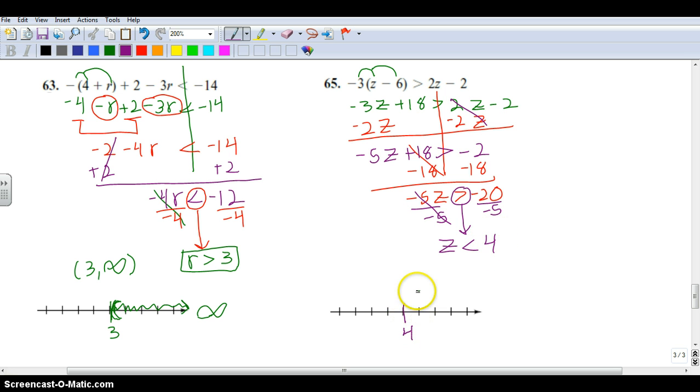Plot 4. Z is all the values less than 4. You can see it's pointing to the left. Like I said, it's kind of a trick, but if it helps you get through this section, it is what it is. Then we use a parentheses, and it's from negative infinity to 4.